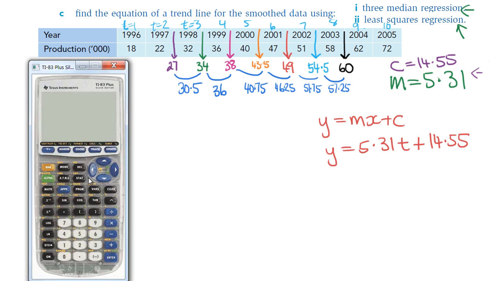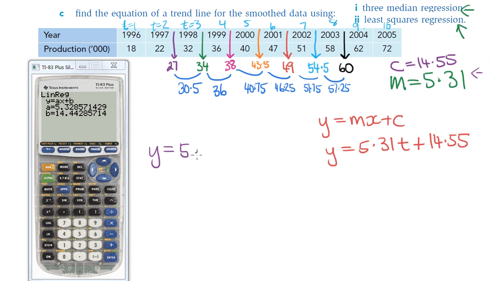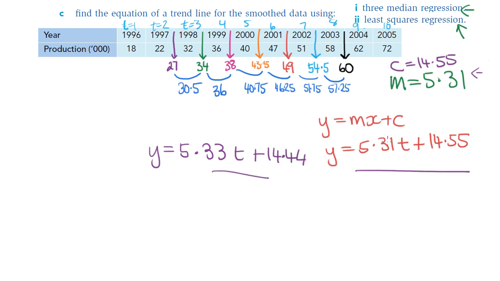So, bringing my calculator back up, in the stat edit, in list 3 and list 4, I already have my data entered, so I'm just going to ask it to run a linear regression on L3 versus L4. y equals 5.33x, or in this case t, plus 14.44. So those are my two equations. They're quite similar, but each method has come out with a slightly different answer in terms of the rounding.